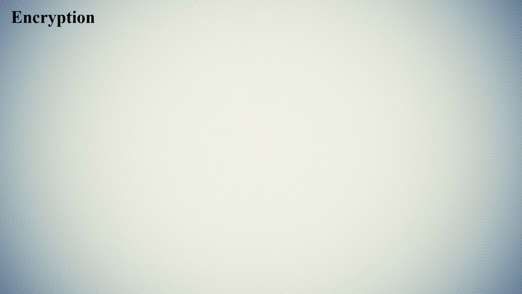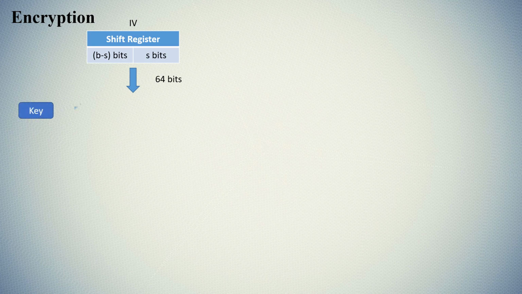Now we will look into the encryption process of the Cipher feedback mode. Firstly, we will have an initialization vector, IV. It can be any number of bits depending on the user and type of encryption used. In this diagram, the initialization vector is 64 bits. Then we will have a key. Both the IV and the key will be input for the encryption process.